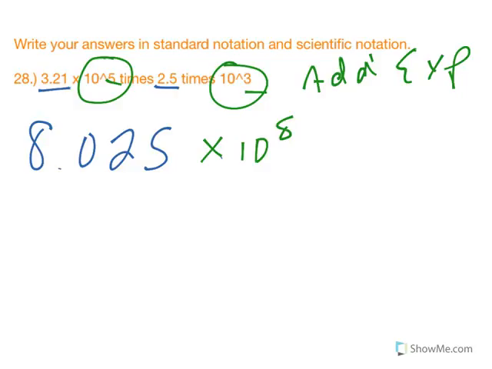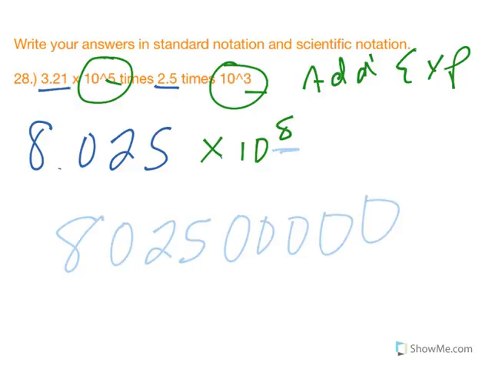So now to go to standard form, we'll move our decimal 8 places because of the exponent. So 1, 2, 3, 4, 5, 6, 7, 8, comma, comma, and there's my standard form.